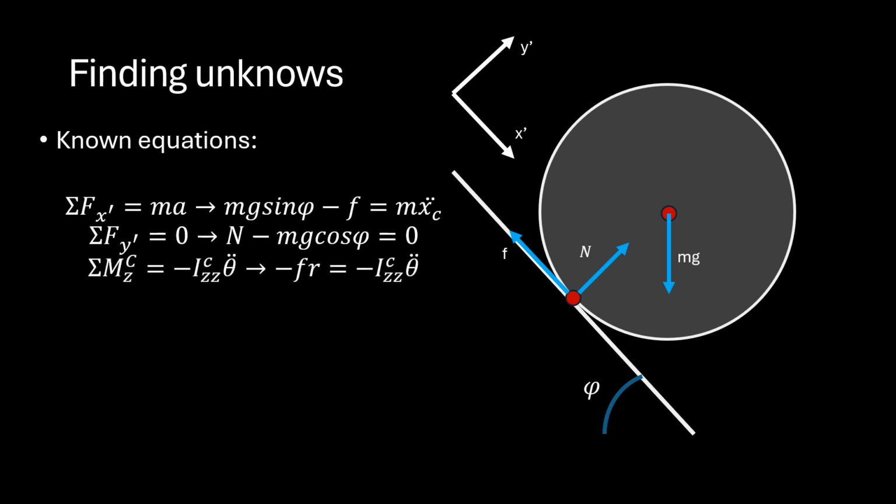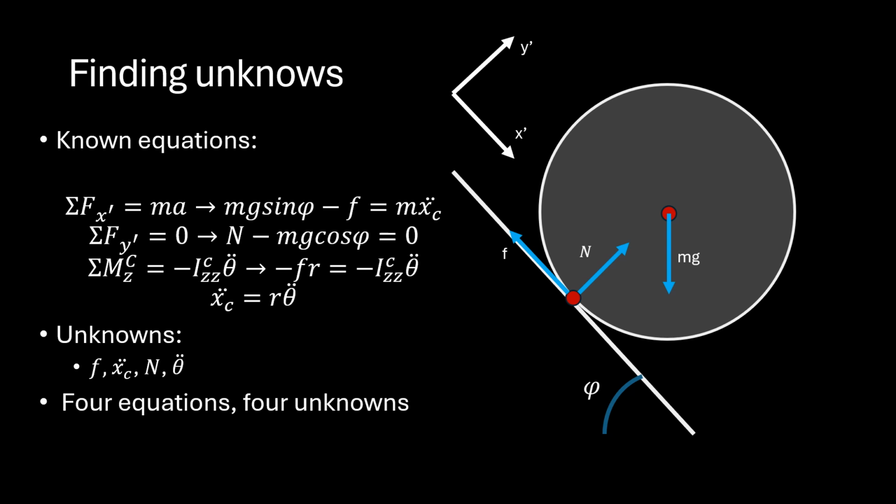The sum of moments is equal to the negative of the moment of inertia times theta double dot. The sum of moments is negative Fr, and the moment of inertia and theta double dot is as was defined on the left side of this arrow. Lastly, we have the first assumption that we made about rolling objects, being that x double dot is equal to r theta double dot. By looking at these four equations, our only unknowns are F, x double dot, N, and theta double dot. This is perfect. There's 4 equations and 4 unknowns.